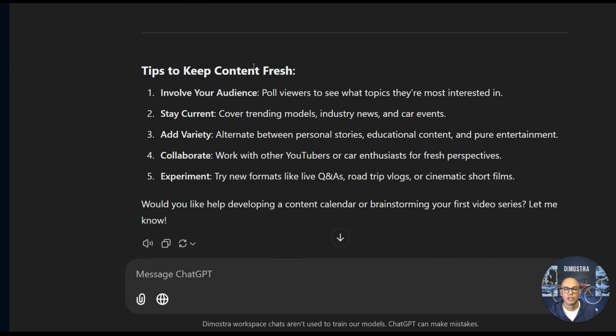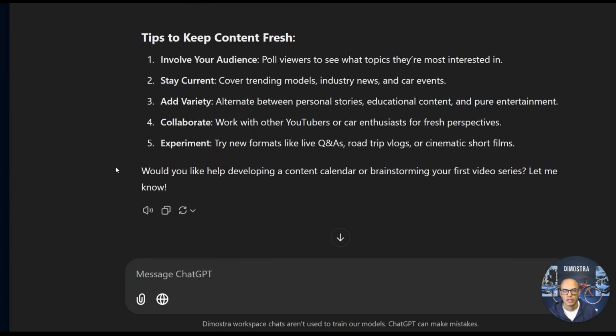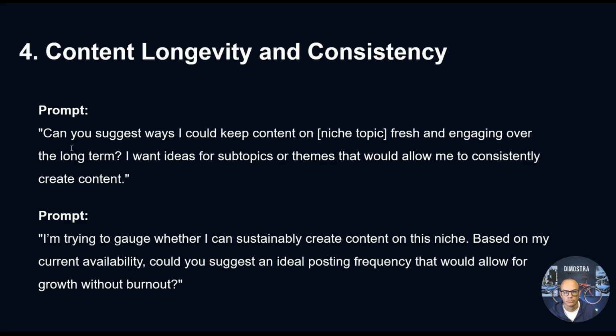And here's a couple tips to keep content fresh. Involve your audience, stay current, add variety, collaborate, and experiment. These are all great things. These are all great ideas. Okay? Now I have another prompt.